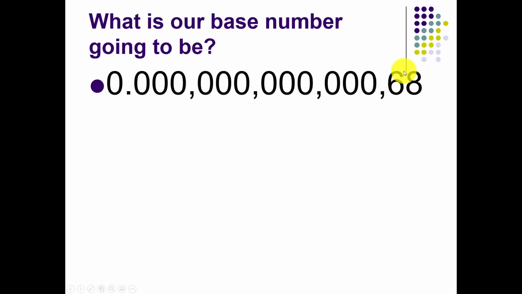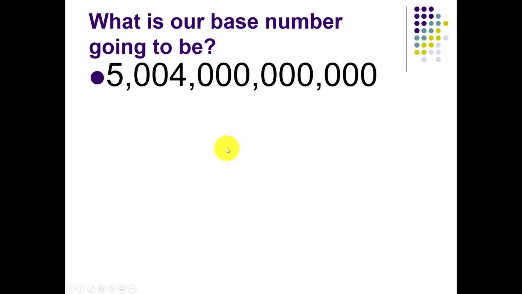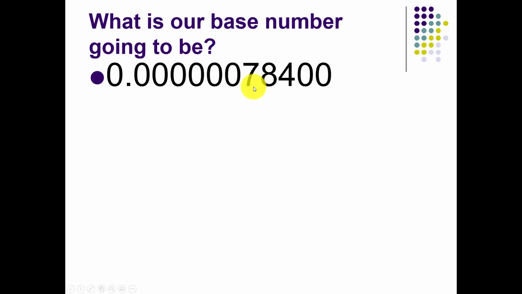What's my base number here? I'm going to put the decimal right here between the 6 and the 8, because 6.8 is a number between 1 and 10. And so that's going to be my base number, 6.8. And then here, the decimal is going to go right here, and then I'm going to keep all the way through the 4. Okay, so it's going to be 5.004. Remember to keep all your whole numbers. The rest of the zeros you can throw away after you put it in scientific notation. Here I'm going to put the decimal right here between the 7 and the 8, so it'd be 7.84, and I can drop those zeros if I want.